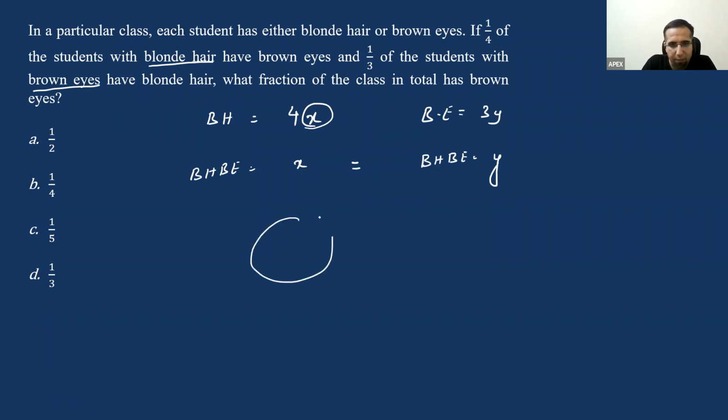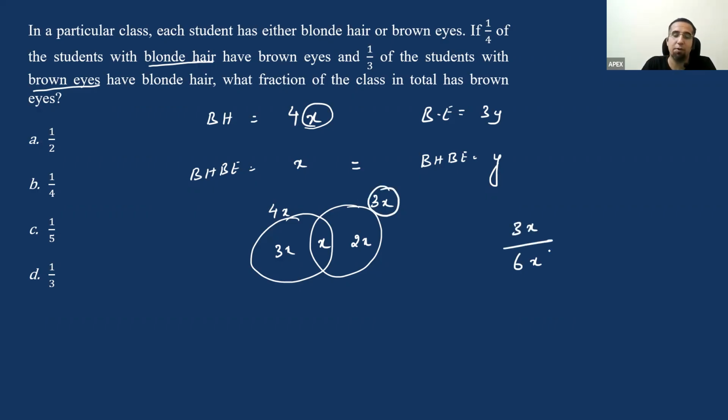If x is equal to y, then I can make a simple Venn diagram that you have 4x here and you have 3x here, right? Common people are x. So this will be 3x and this will be 2x, which means total number of people in the class are going to be how much, guys? 6x. Clear? Now the question is saying what fraction of the class in total has brown eyes. Brown eyes has 3x people. So therefore the answer here becomes 3x by 6x and therefore your answer here becomes 1 by 2. Clear? So very easy question of Venn diagrams.